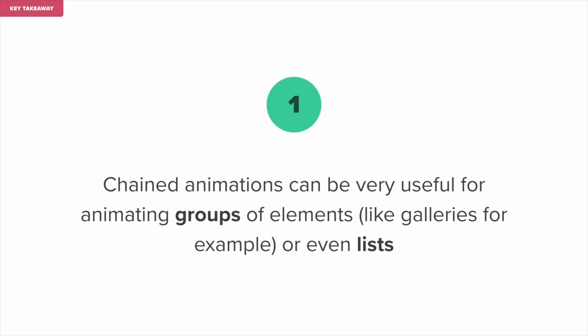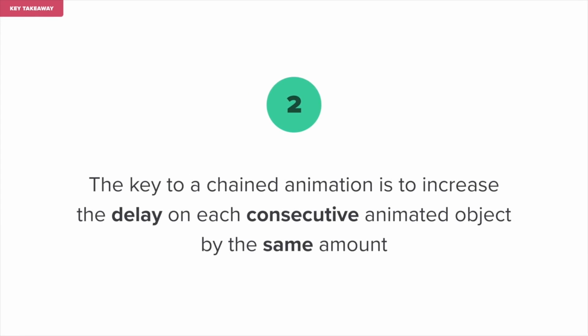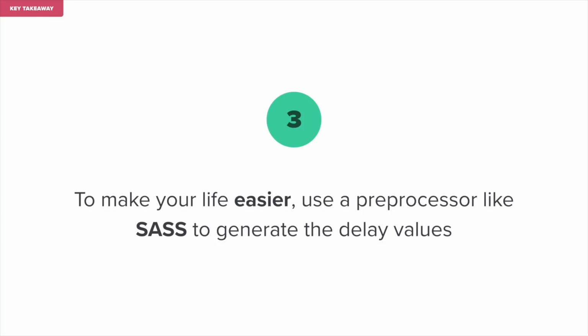Okay, let's do the final key takeaways for this course. Chained animations can be very useful for animating groups of elements, like galleries, for example, or even lists. The key to a chained animation is to increase the delay on each consecutive animated object by the same amount. To make your life easier, use a preprocessor like Sass to generate the delay values. All right, and that's about it for this lesson and this course.